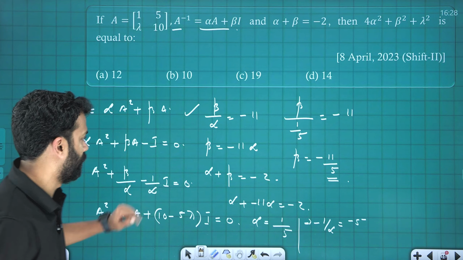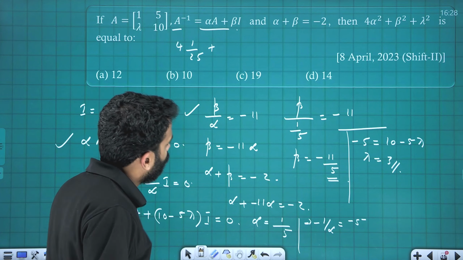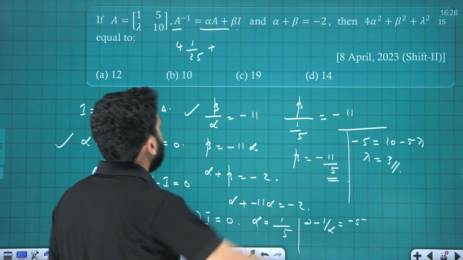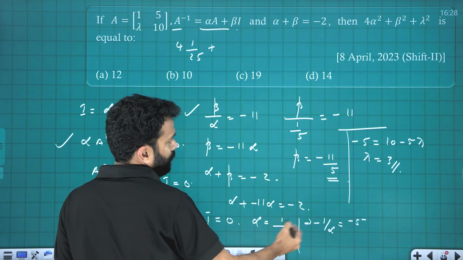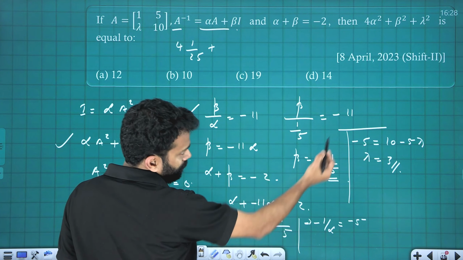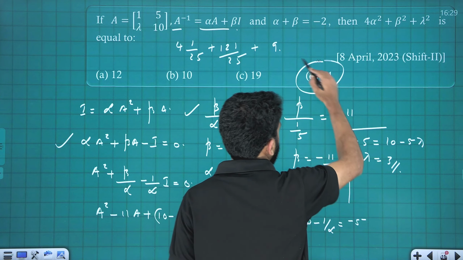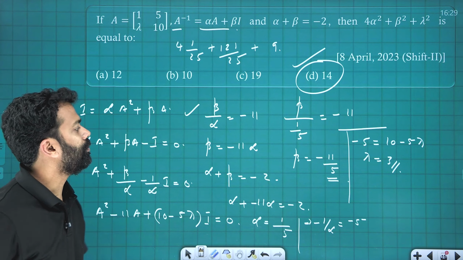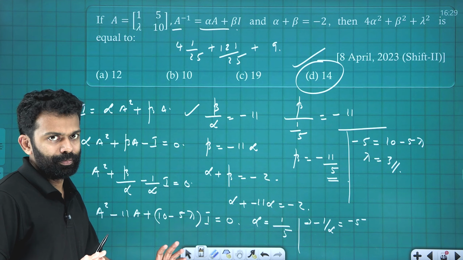That is 4 into alpha square, that is 4 into 1 by 25, plus 4 into beta square, that is minus 11 by 5 the whole square, 121 by 25, plus lambda square, that is 9. So 4 by 25 plus 484 by 25 is 125 by 25, that is 5, and 5 plus 9 is 14. 14 is the correct answer. Easy one. Clear? Next one.